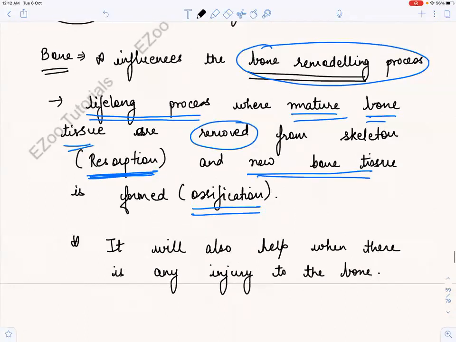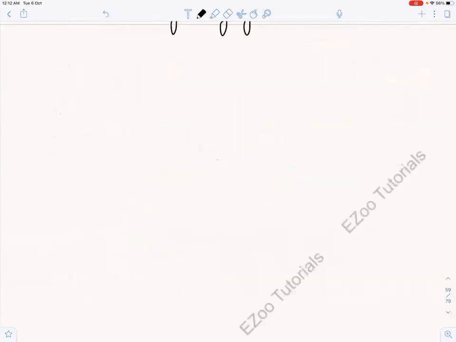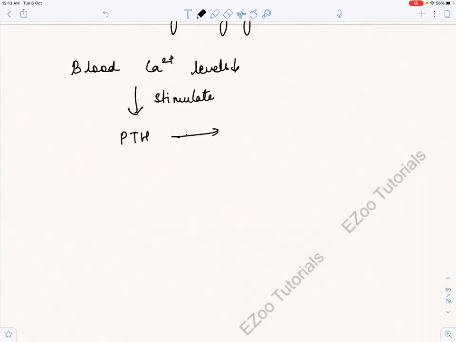Let us see. Whenever the blood calcium level drops, it acts as a stimulus. It will stimulate the PTH to do what? The PTH will stimulate the osteoclast activity, and it will also do something to the osteoblast activity. Now, what are osteoclast activity and osteoblast activity?